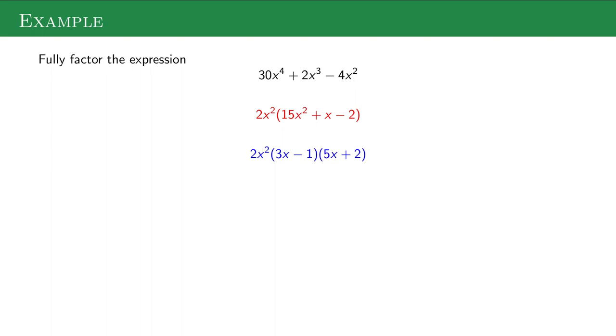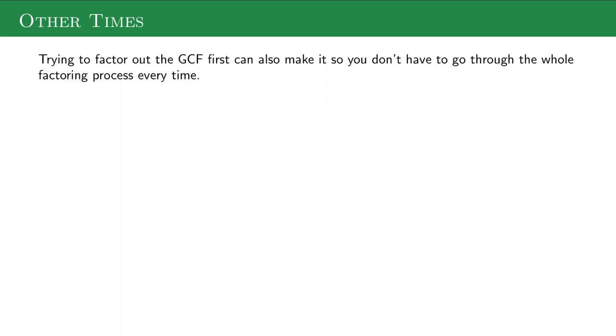So by factoring out a greatest common factor first, you give yourself something smaller to work with that you actually can factor. So always try to factor out the greatest common factor first because it's going to make the whole process simpler, the big thing that you're trying to factor.